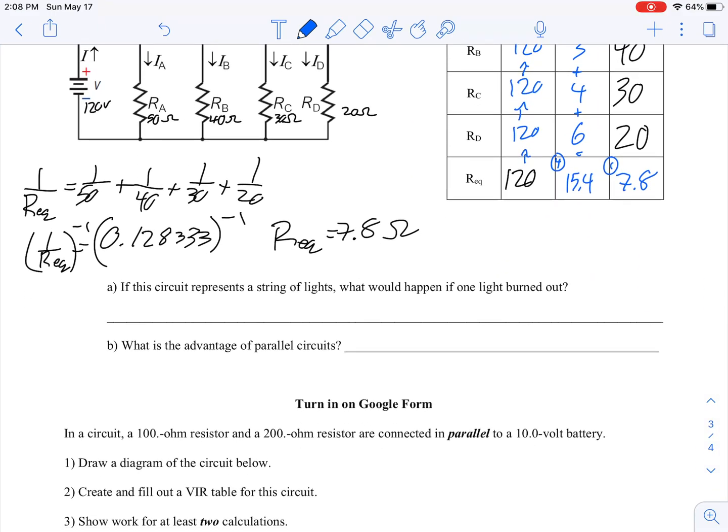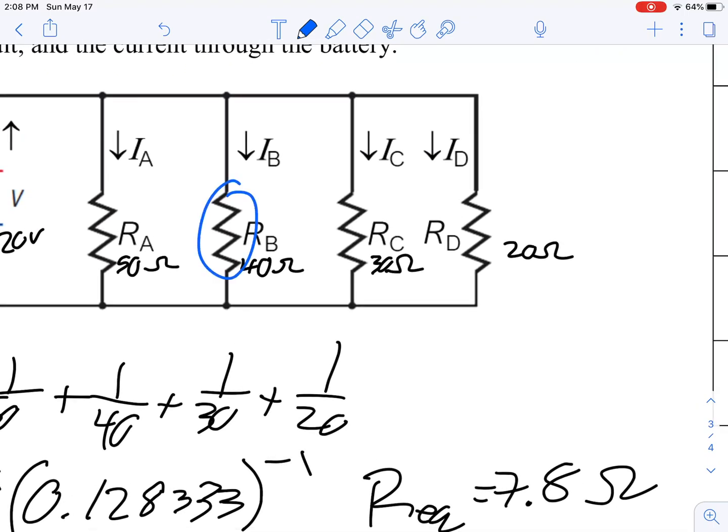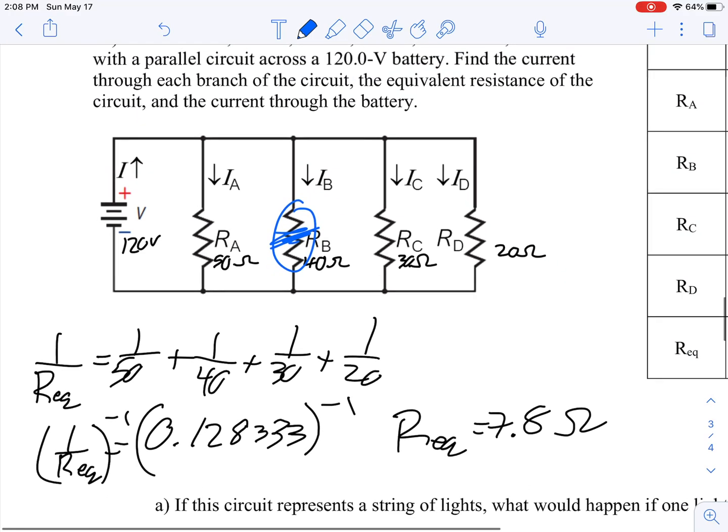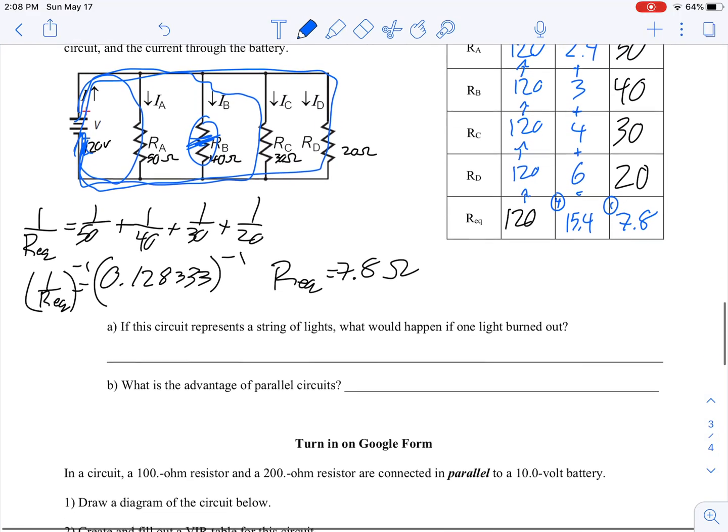So if the circuit represents a string of lights, what would happen if one light burned out? So let's just pick one over here. Let's say this light burned out, okay? That path no longer exists. Are there still closed loops here? Yeah, actually. Current can go through this way. Current can still go through this way. Sorry for that bad line there. Current can go through this way. Okay, they don't have to go through resistor B, all right?